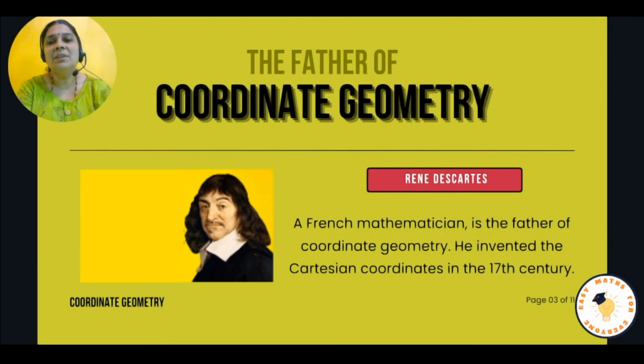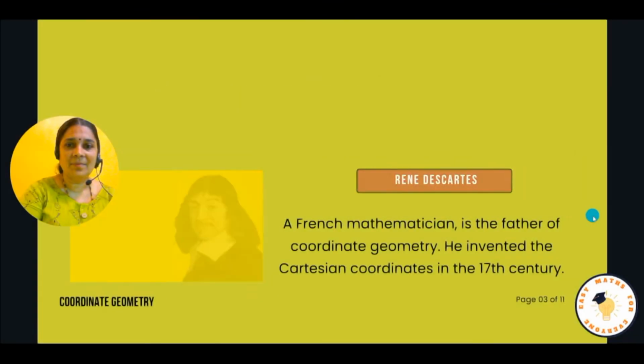graph. When we talk about coordinate geometry, the person who comes to our mind is Mr. René Descartes, a French mathematician who is the father of coordinate geometry. He invented the Cartesian coordinates in the 17th century. He made a revolutionary discovery by merging the concepts of algebra and geometry together.